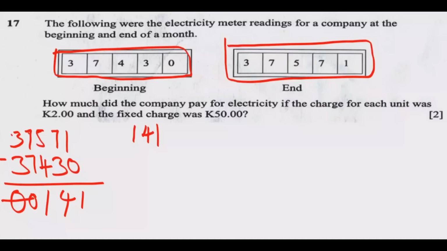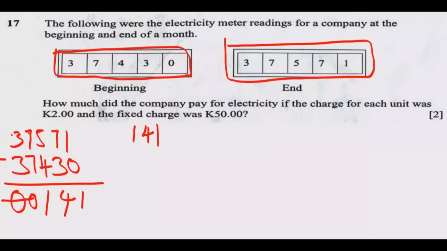So how do we know how much the company paid for electricity? Let's go back to the actual question, which is how much did the company pay for electricity if the charge for each unit was 2 kwacha and the fixed charge was 50 kwacha. To do this, we're going to come up with an expression. The expression will be the number of units times the cost per unit plus 50 kwacha.